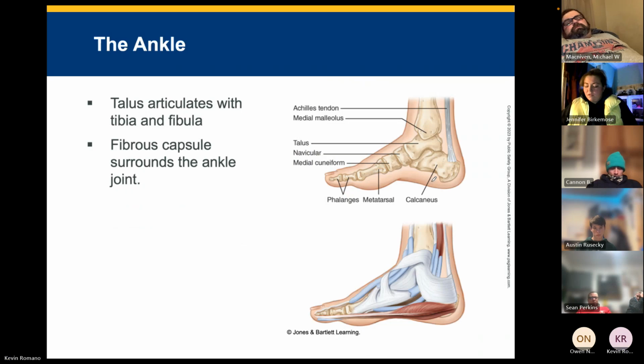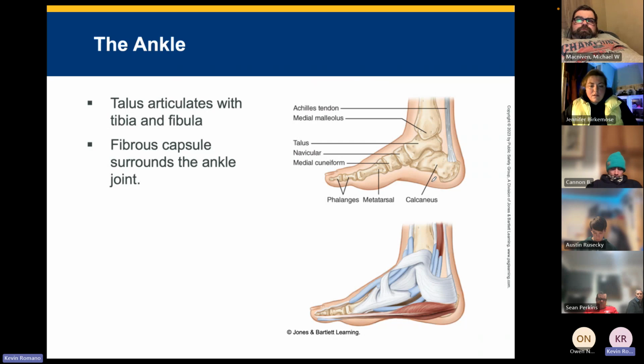All right. So the ankle. The talus articulates with the tibia and fibula to form the ankle. The fibrous capsule surrounds the ankle joint. I just want to finish this section up here and we'll take another break, okay? The metatarsals and phalanges of the foot are arranged similar to the bones in the hand. So a lot of this stuff is still going to be the same, right? I don't have another picture of this, so it's going to be hard to see.